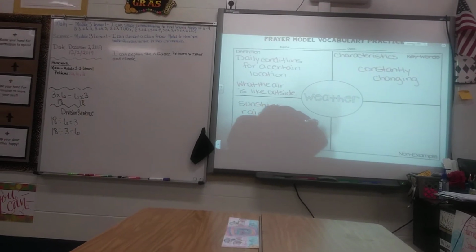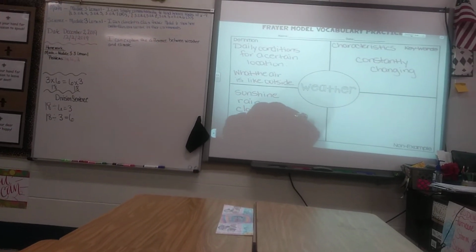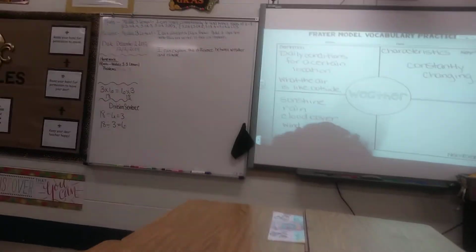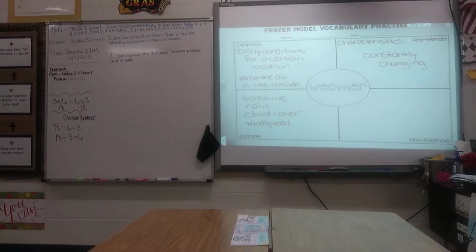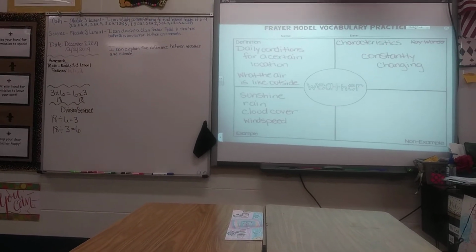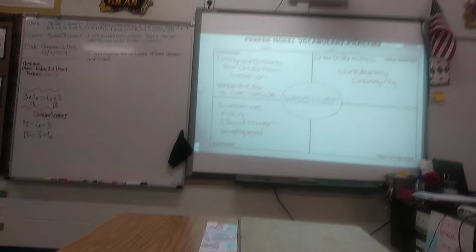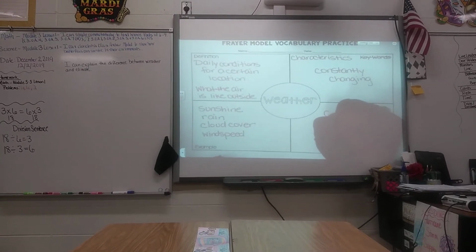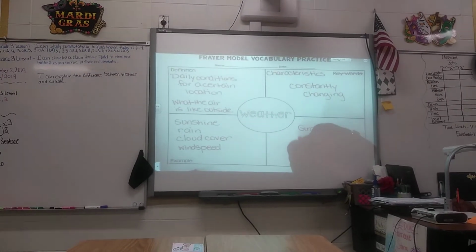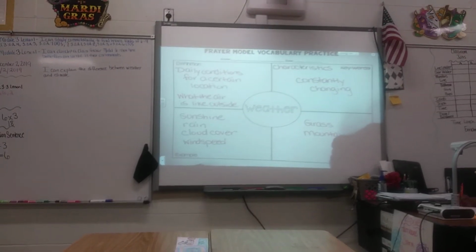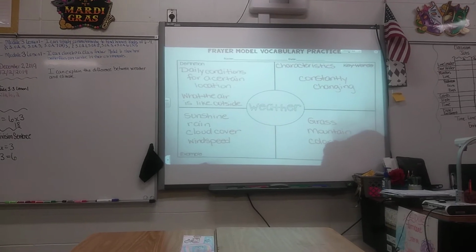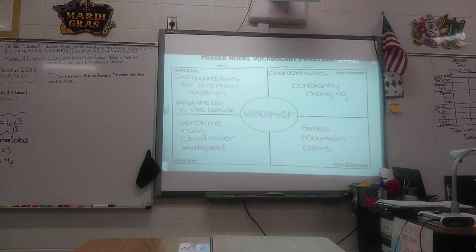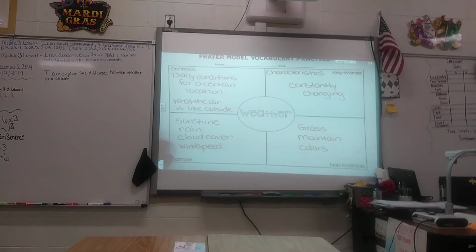Some examples of weather are sunshine, rain, as we discussed in previous lessons, cloud cover, wind speed are all examples of weather. Some non-examples of weather would include grass, mountains, and coast. So we have just reviewed weather. Our next Frayer model will deal with climate.